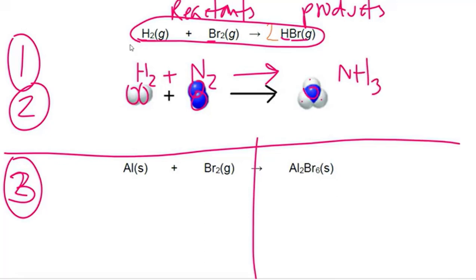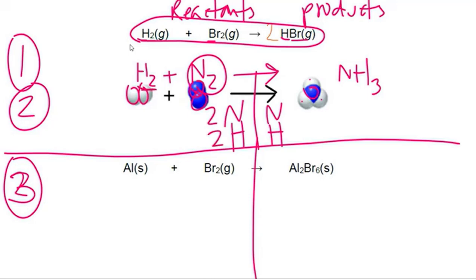So there's my 3 H's. So try to solve this one. Let's figure out, we've got how many N's on the left? We have 2. How many H's on the left? We have 2. How many N's on the right? We have 1. H's, we have 3.